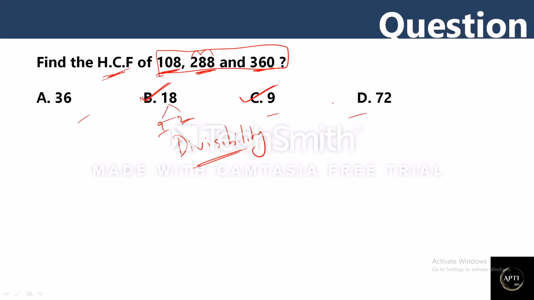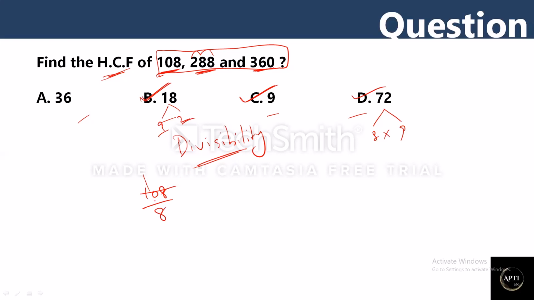Now we'll cross check with 72. What is the divisibility rule of 72? Which values do I need to check? 8 9 times is 72, correct? Now if you observe, 8 9 times is 72, which means we already cross checked with 9. So what we need to do is cross check with 8. When we want to cross check with 8, 108 divided by 8.